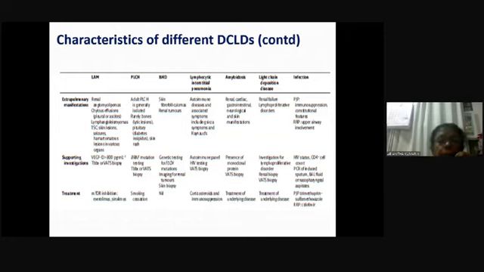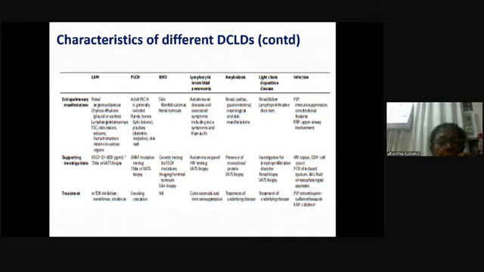Birt-Hogg-Dubé is associated with skin fibrofolliculomas and renal tumors, and LIP with connective tissue disease symptoms like Sicca symptoms or Raynaud's phenomenon. And for supporting investigation, in LAM, you go for VEGF estimation.